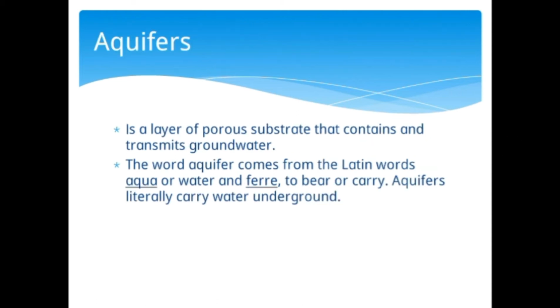So, aquifer. An aquifer is a layer of porous substrate that contains and transmits groundwater. The word aquifer comes from the Latin word aqua, or water, and fer, to bear or carry. Aquifers literally carry water underground. Aquifers are large underground rock layers saturated with groundwater. An aquifer is not an underground river but large porous layers of rock. The study of water flow in aquifers and the characterization of aquifers is called hydrogeology.